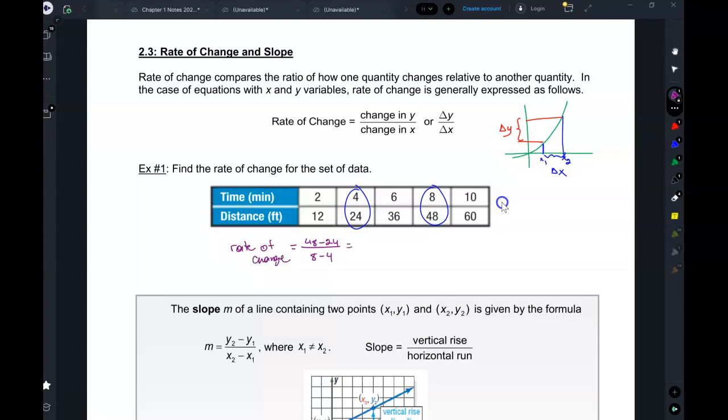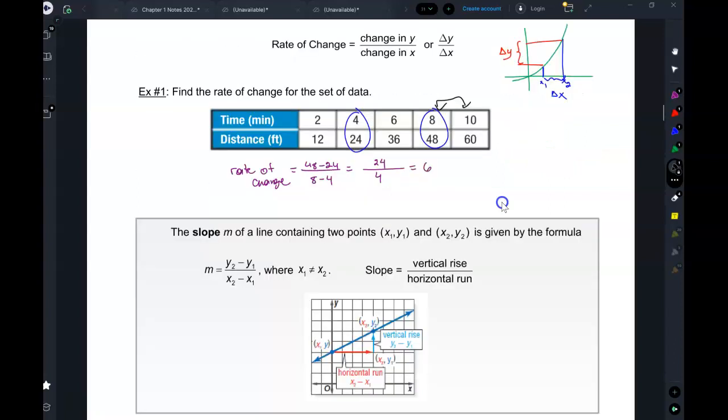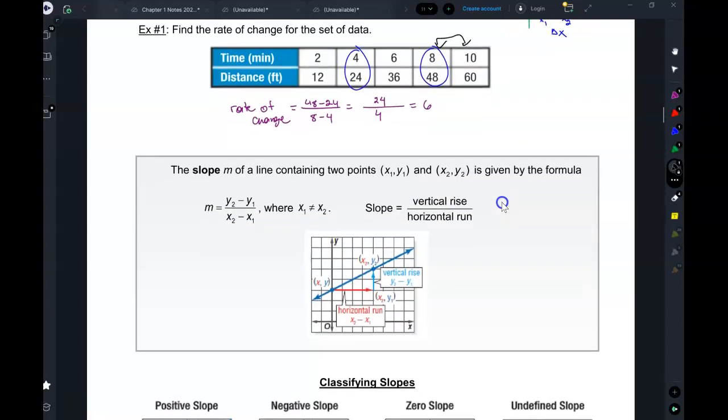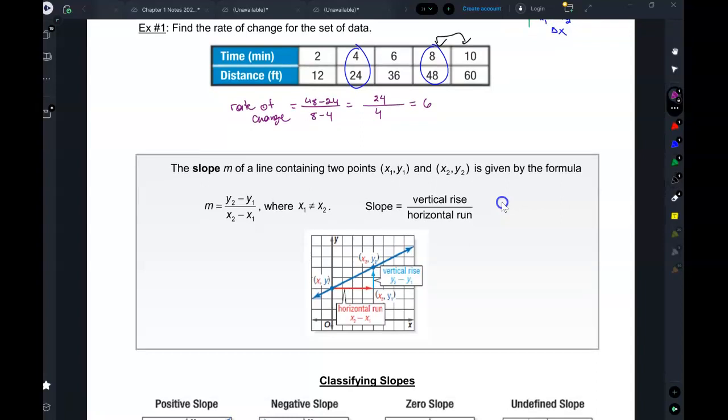Okay, so 48 minus 24 is how much? 24. Over 8 minus 4, which is 4. So this is 6. So that's the rate of change. Now, magically, if you were to pick any other set of 2 points, you would still get the same answer, if it's a linear function. So this only applies when they all fall on a line.